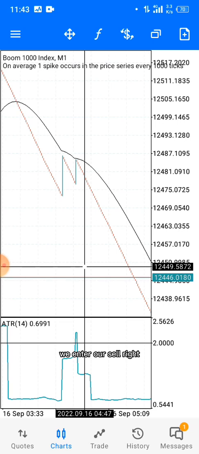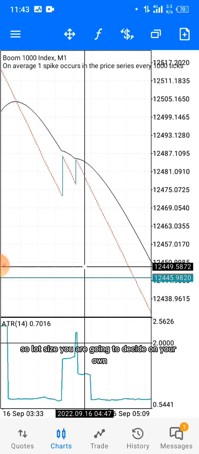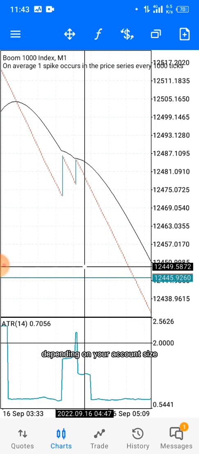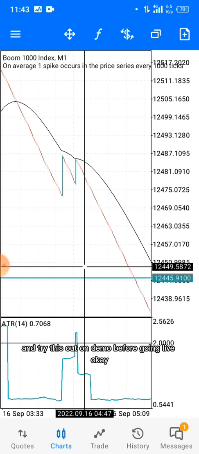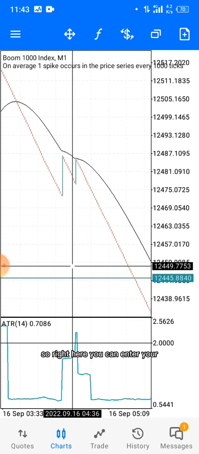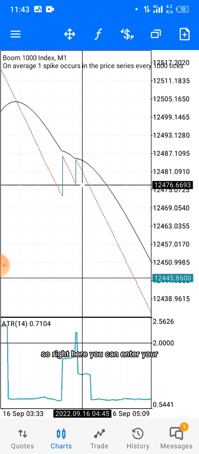So when it goes above Level 2, we enter our sell. The lot size you are going to decide on your own, depending on your account size, and try this out on demo before going live. So right there, you enter your sell trade.